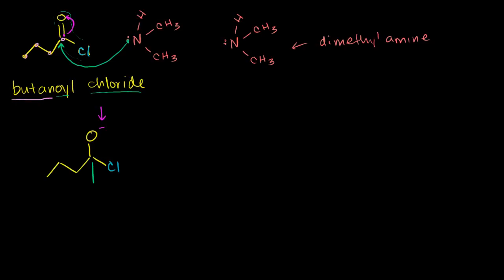Let me do it in that same color. The rest of the dimethylamine. So you have CH3, CH3, and then you just have your hydrogen. And then this nitrogen gave away an electron. So it has a positive charge. Now, the next step of this is chlorine.